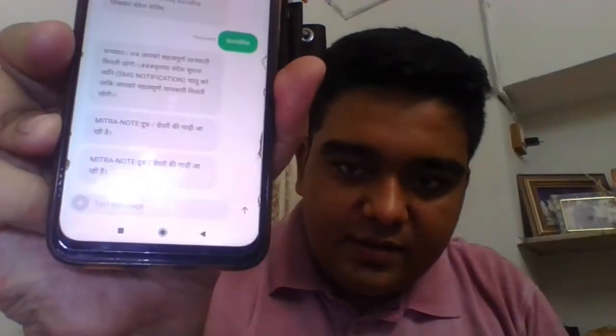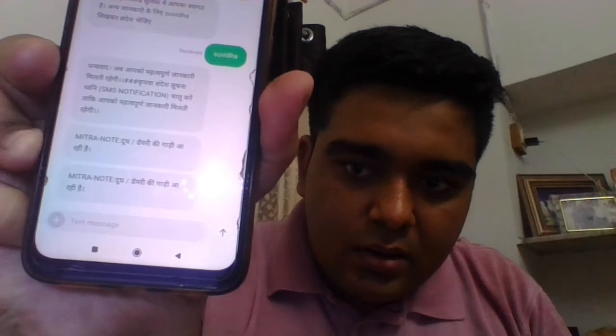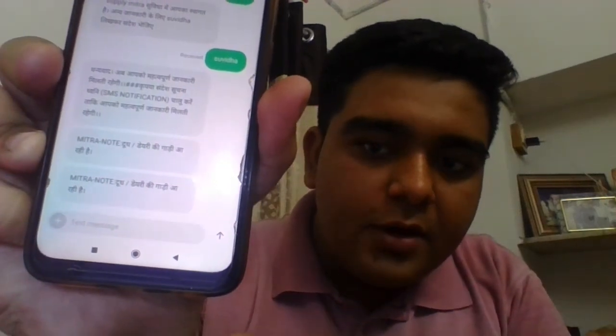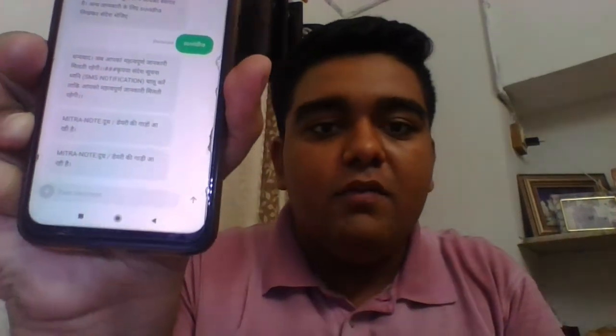So the message is here. Mitra note, दूध डेयरी की गाड़ी आ गई है, which implies Mitra is notifying you that दूध डेयरी or milk product vehicles are in your region.